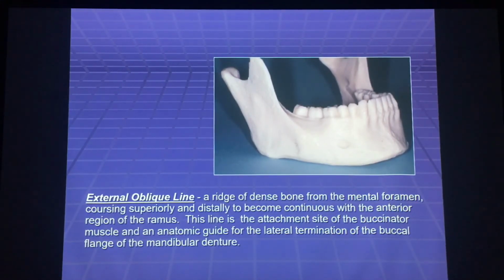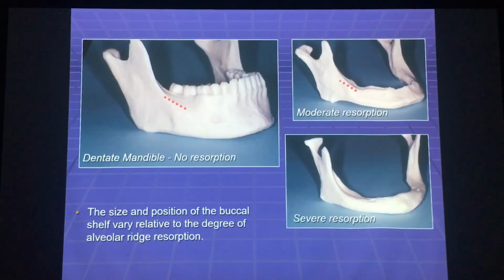External oblique ridge. This is just anatomy again. There it is, kind of detailed on there. You have this PowerPoint. You want to go over the drawings, or you want to go over the picture slowly, go right ahead. You can see the resorption of the mandible, where the teeth are in relation to that buccal shelf. And now look where the ridge is in relation to it in severe resorption in the bottom right.